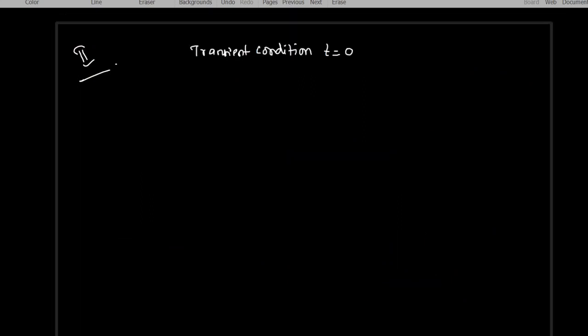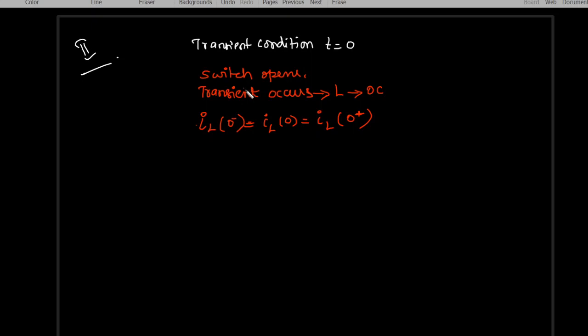So the second one is the transient condition that occurs at t equal to 0. As the switch opens at t equal to 0, we say that the transient occurs at that particular instant, and for the transient condition we know the inductor acts as an open circuit. So the inductor current before the transient, that is at 0 minus, will be equal to the inductor current at the time instant when the transient occurs, that is t equal to 0. That would be the same as iL of 0 plus.